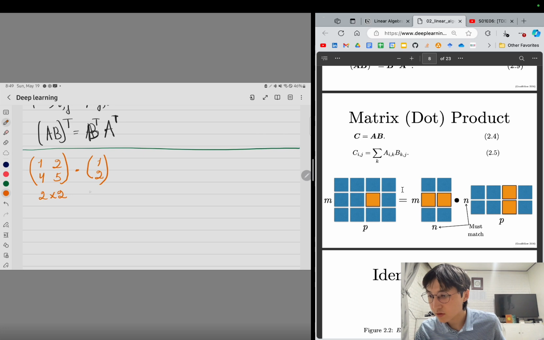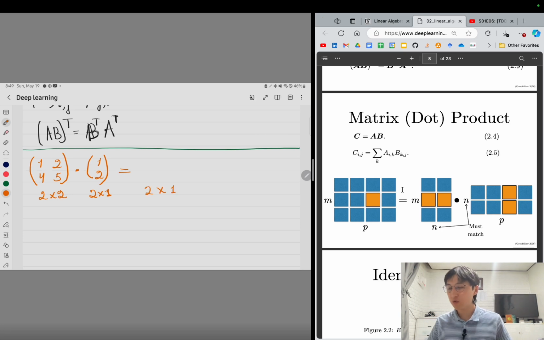So here the vector is 2 by 1. 2 stands for the number of rows, 1 stands for the number of columns. Here it's 2 by 1, and here the matrix is 2 by 2. So in the end, we will receive 2 by 1.